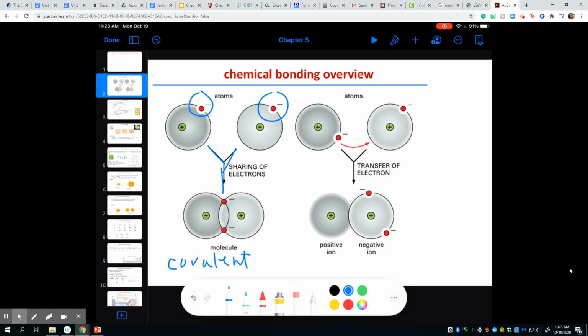And the other type of bonding is the actual transfer of electrons, where one atom gives the electron to the other atom. One forms a positive ion and one forms a negative ion. And what kind of bonding do we have here? Ionic.